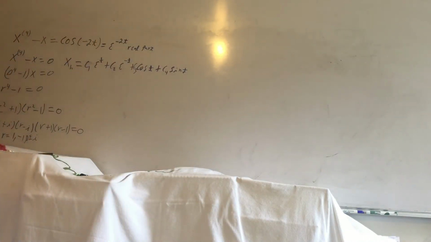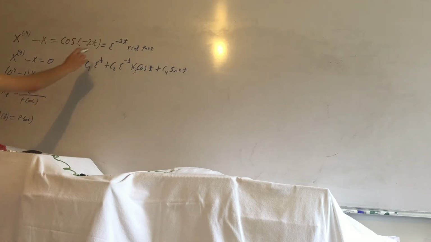And now let's find the particular solution. We have an exponential function, so the particular solution would be e to the minus 2t divided by the polynomial of alpha. This is our polynomial. Here alpha is minus 2. This is true only if the polynomial of alpha is different from 0. So let's see what the polynomial of alpha is when alpha is equal to minus 2.